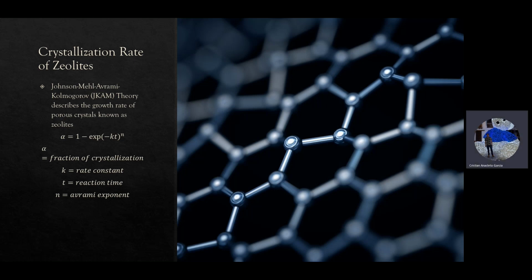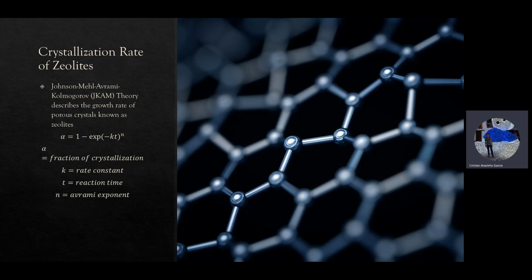Now, the crystallization rate kinetic model used to describe the growth of these zeolites is known as the Johnson-Mehl-Avrami-Kolmogorov theory model. In short, it's referred to as the Avrami model, and this model describes the growth rate of the porous crystals, known as zeolites.